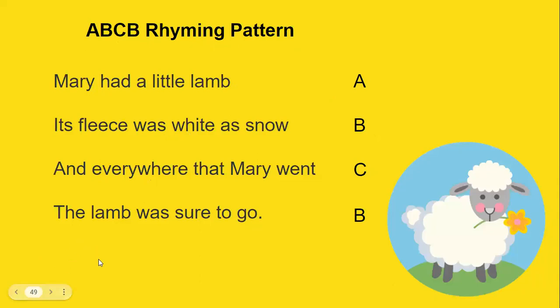And the last one was an A, B, C, B rhyming pattern. And this one is the nursery rhyme of Mary Had a Little Lamb. Mary had a little lamb. Its fleece was white as snow, and everywhere that Mary went, the lamb was sure to go. So lamb doesn't rhyme with anything else, so it's got its own A. But the B rhymes with snow and go. And then the third line, went, doesn't rhyme with any of the others. So again, we've got that A, B, C, B pattern.